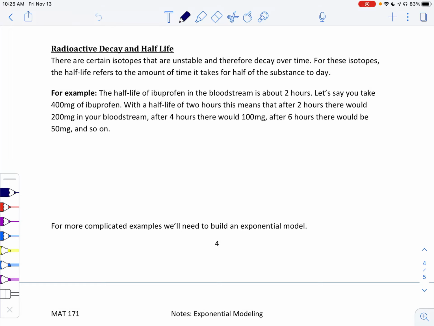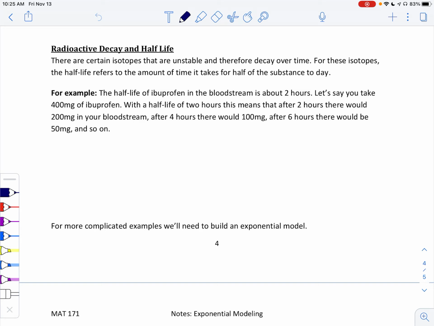The last thing we're going to look at with our exponential growth and decay models is this idea of radioactive decay and half-life. So when you are looking at certain elements, or certain isotopes, they are unstable in their state, so they're going to decay over time. This also applies to things like drugs in your bloodstream.